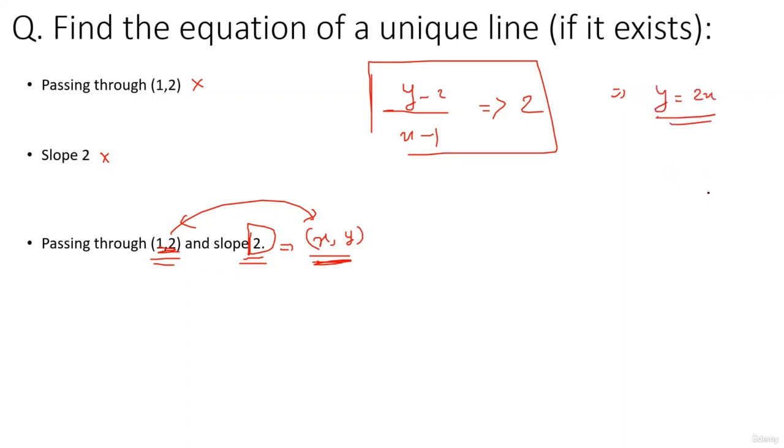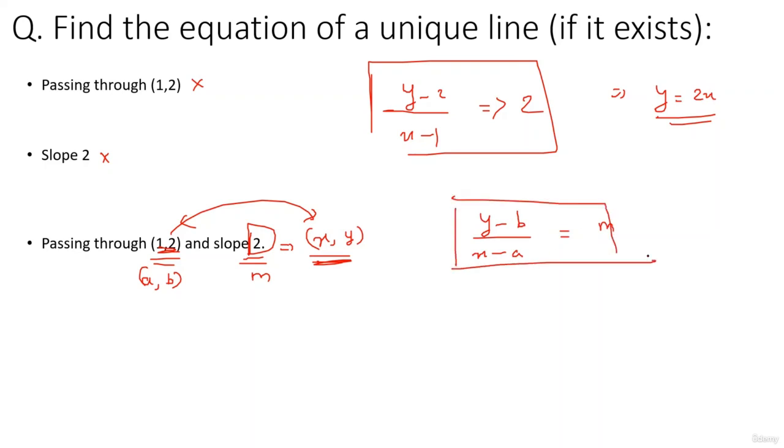Okay, all right. So guys, whatever we've done right now, it is called the point slope form. Whenever we are given the coordinates of the point, let's say a comma b, and the slope of the line, m, through this point, then you can always find out the equation of the line as (y minus b) upon (x minus a) is equal to m. Okay, I would want you all to just note it down.